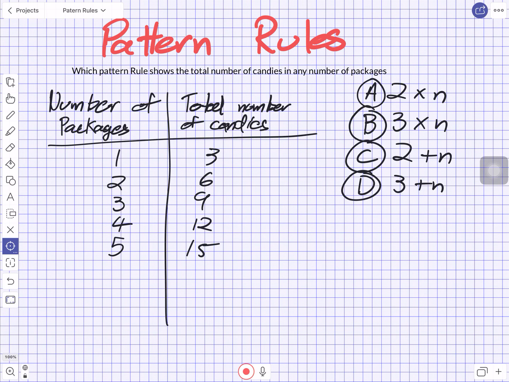Okay, so this letter N here, this letter N actually stands for the number of packages. Okay, and whatever equals in the end, I know they haven't actually shown us this, but whatever our answer is going to be, that is going to be the total number of candies. So that's what we're trying to find each time. And we're going to do this every single time with these.